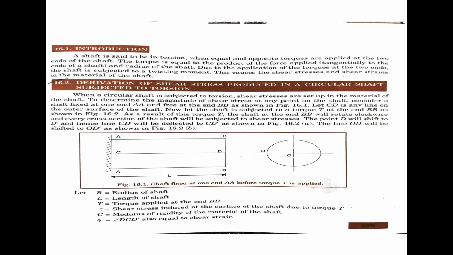Torsion is nothing but the twisting movement at the two ends. We have a twisting movement that is called torsion. Mainly, equal and opposite torques twist the two ends. That means twisting. That movement is called a twisting movement. This is also called torsion.